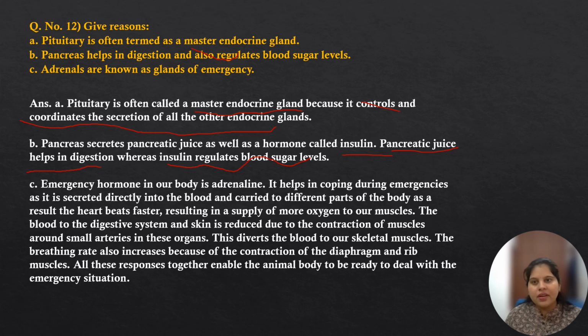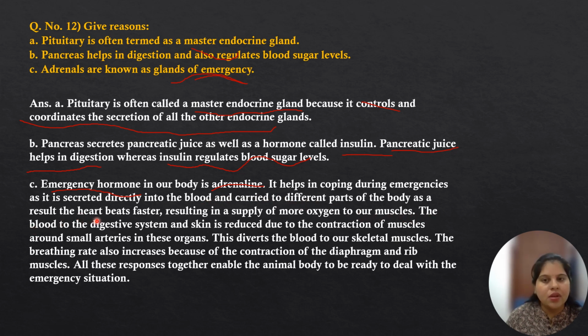Third statement is, adrenal, known as gland of emergency. Yes, adrenal gland secretes the hormone adrenaline. Adrenaline hormone is also known as emergency hormone. So the emergency hormone in our body is adrenaline. And how does it help our body? It helps in coping during emergency situations, and it is directly secreted into our blood. This is the peculiarity of endocrine glands. They secrete their secretion directly into the blood and carry it to different parts of the body.